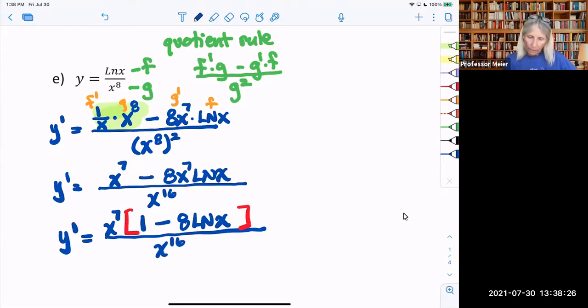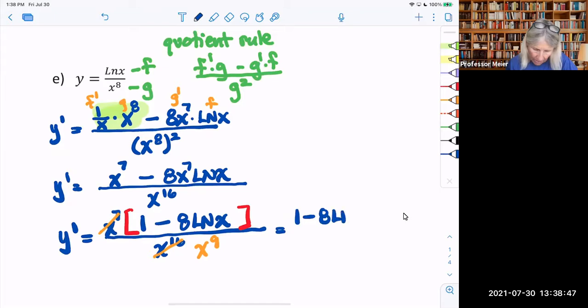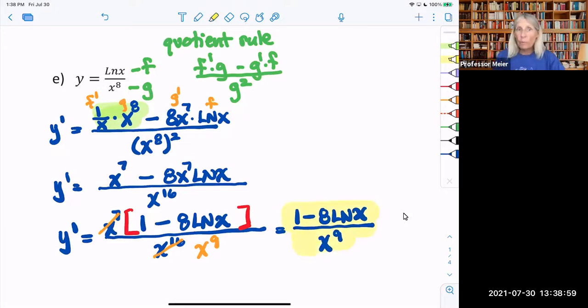Okay. Now I can do some canceling because now I have a factor of x to the 7th on the top and also on the bottom. So I'm going to cancel 7 of these here. Cancel 7 of them down here. So 16 take away 7 leaves me 9 of them. All right, I think I've got my answer here. So 1 minus 8 natural log of x divided by x to the 9th. That would be my derivative using my quotient rule. And it's in a nice reduced form.